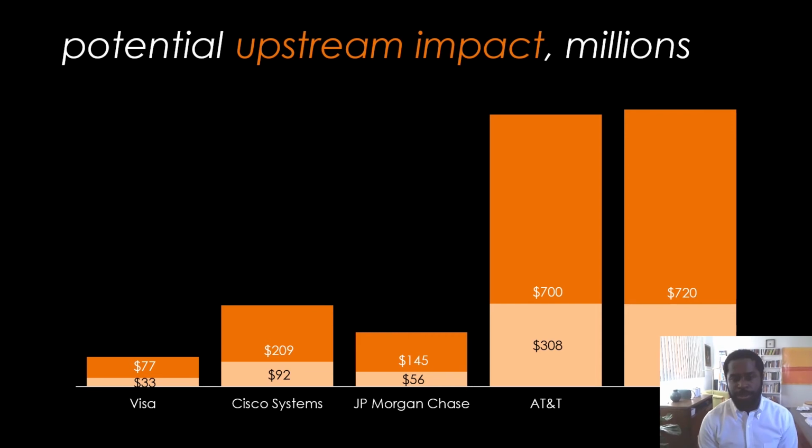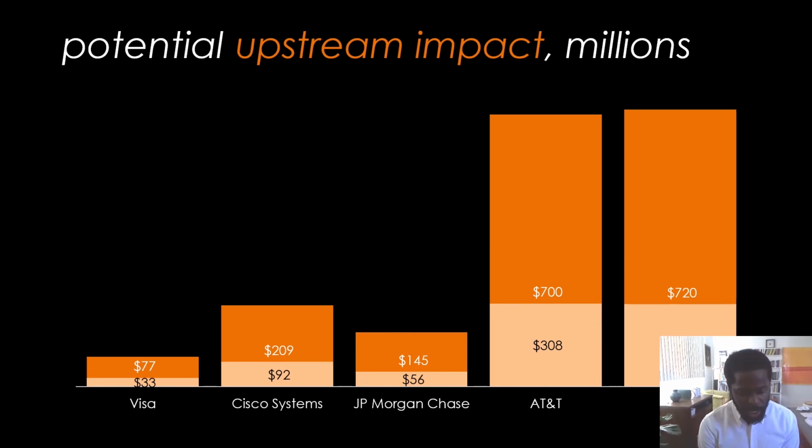Instead of $33 million, Visa's total impact is $100 million. Similar for Cisco, they are now up to $300 million. And JP Morgan Chase is around, I guess it's 200 million, doing math in my head. AT&T and Ford are considerably larger, now up to $1 billion.